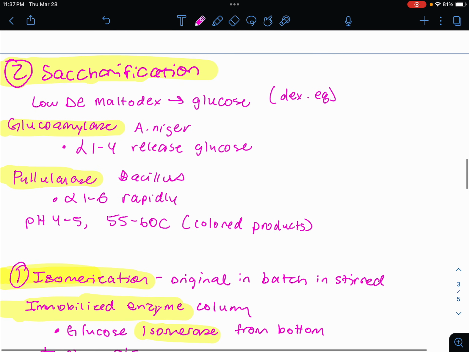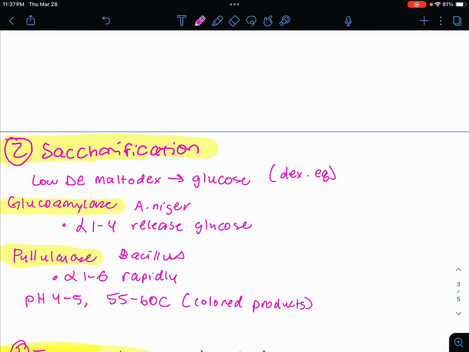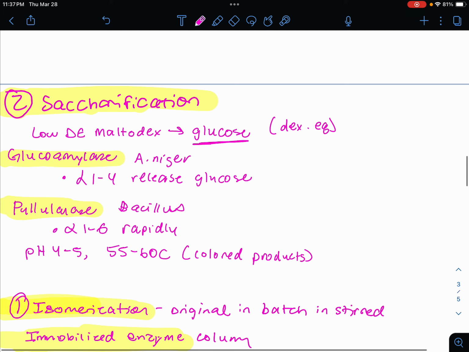Okay, now saccharification. You're going to take the low dextrose equivalent maltodextrin, and you're going to convert it to glucose. You're going to need 2 enzymes for this. You need glucoamylase from Aspergillus niger, and this is going to split the alpha 1,4 linkages to release glucose in a stepwise process from the reducing end of the starch chains. That's the glucoamylase.